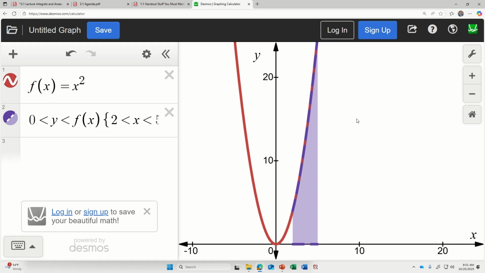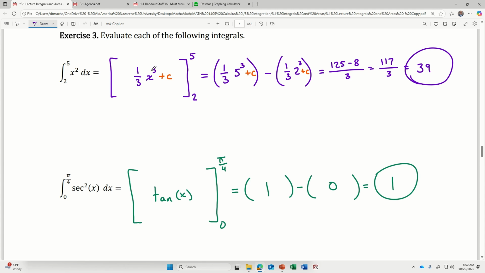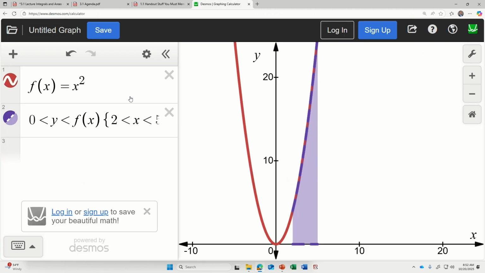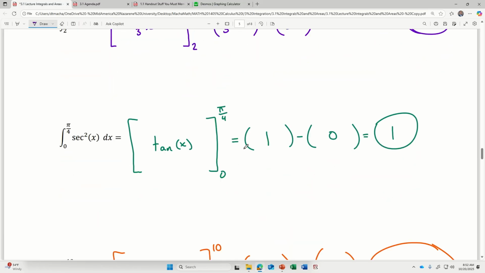Right? That's geometrically what we're doing, is we make a lower bound vertical line at x equals 2, an upper bound vertical line at x equals 5, and all of the area shaded between the curve and the line counts towards the integral. And we got positive 39 this time because all of the area was above the x-axis. What about the integral of secant squared from 0 to pi over 4?